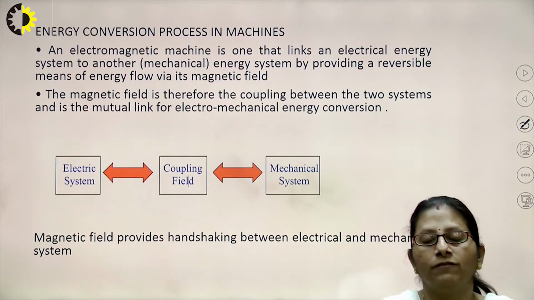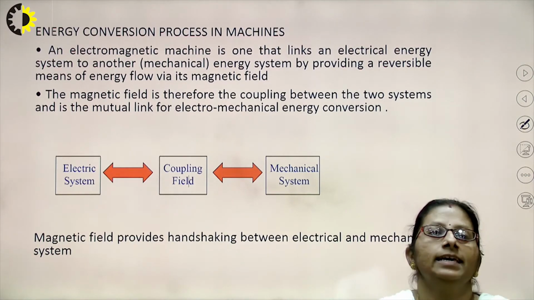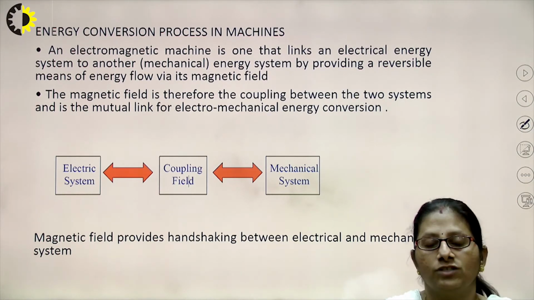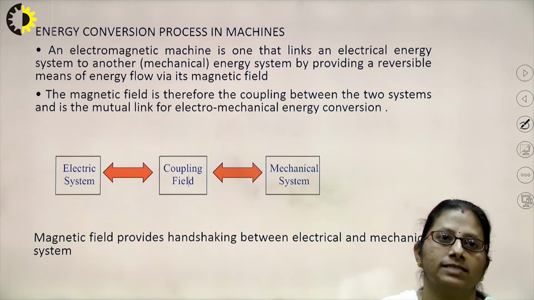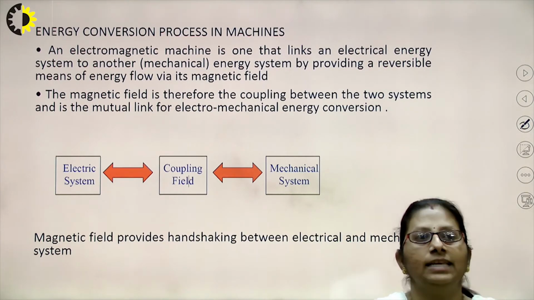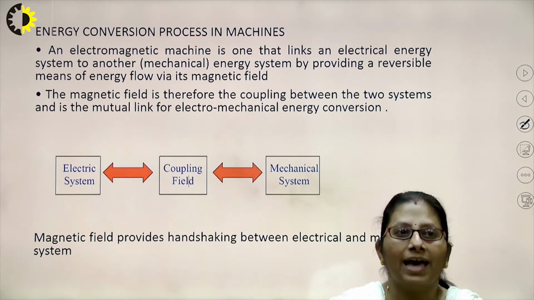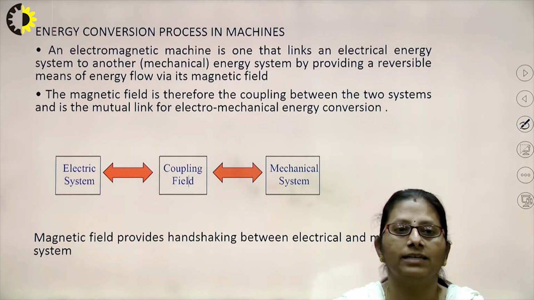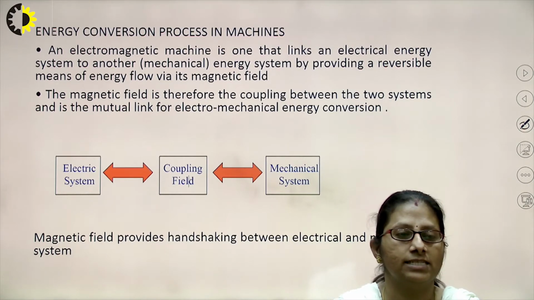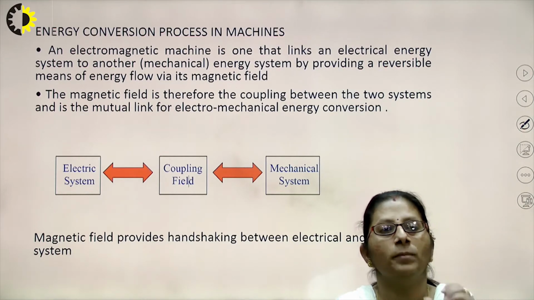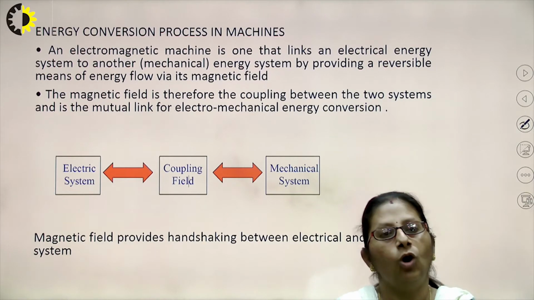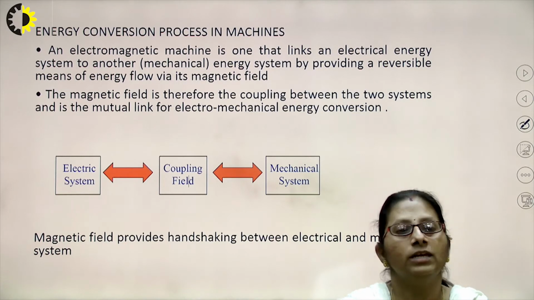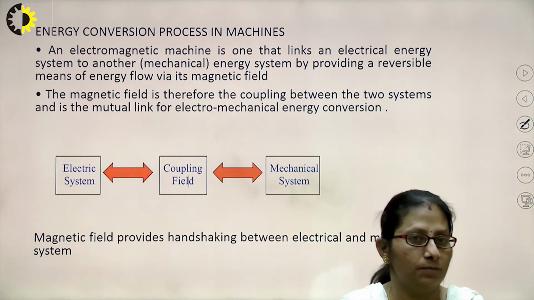Now coming to the very first topic, that is energy conversion process in machines. We have just discussed that the energy conversion process in electrical machines is basically the electromechanical energy conversion process, right? So what is this process? As the name suggests, it is the conversion from electrical to mechanical, or from mechanical to electrical. This is a machine, so it needs to have the conversion of energy, right?